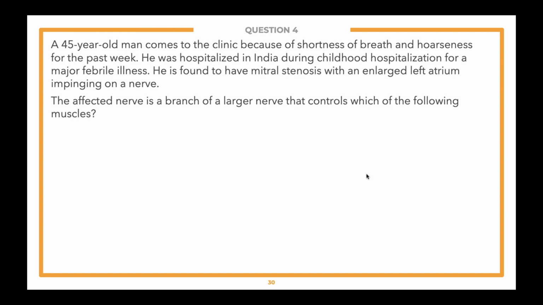All right, see some responses coming in. Let's take a look at that vignette. A 45-year-old man comes to the clinic because of shortness of breath and hoarseness for the past week. He was hospitalized in India during childhood for a major febrile illness. He is found to have mitral stenosis with an enlarged left atrium impinging on a nerve. That affected nerve is a branch of a larger nerve that controls which of the following muscles? Boris.